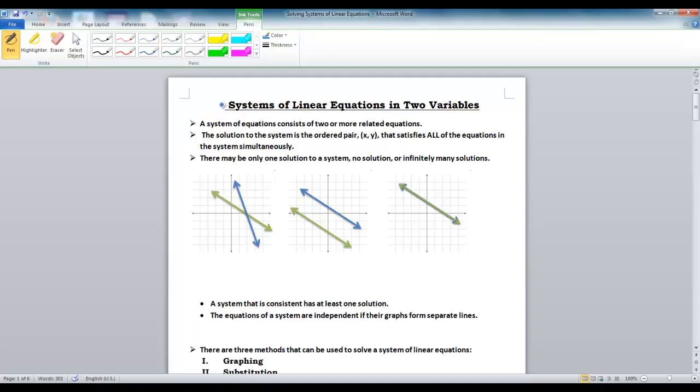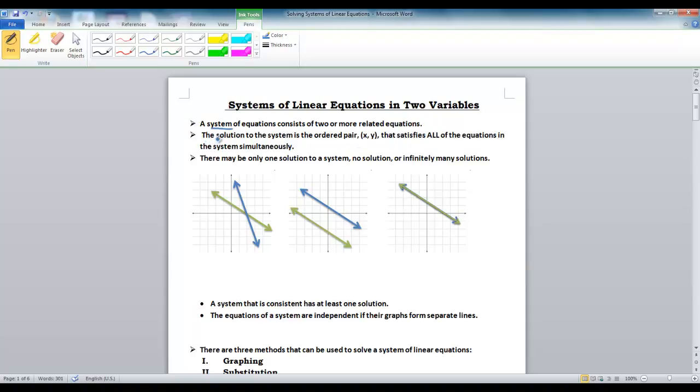In this lesson, we're going to talk about systems of linear equations. A system of equations consists of two or more related equations. There are some situations that require more than one equation to describe them. In those types of situations, we need a system of equations.